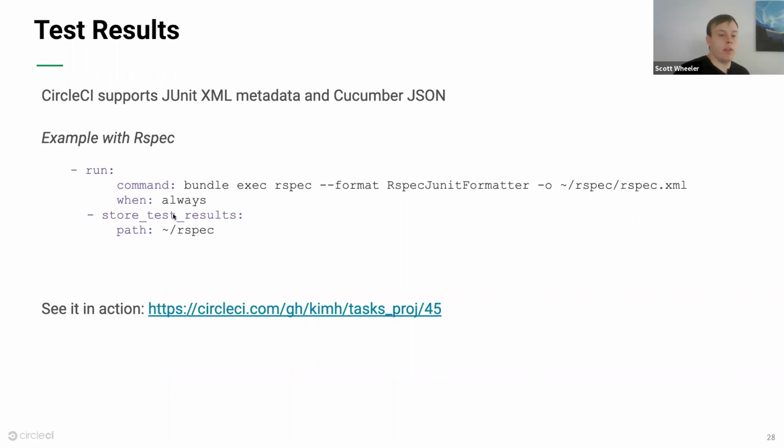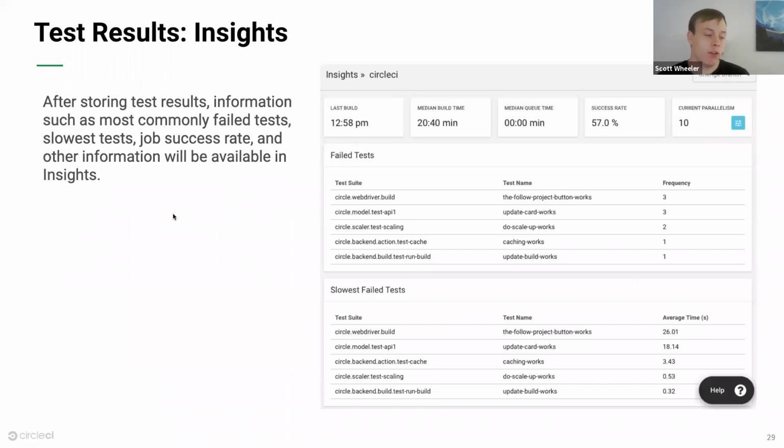So test results in Insights can only be displayed with valid JUnit XML metadata and Cucumber JSON. If the output of the testing framework is not either of those, then it likely will not work with Insights. If you open a support ticket, support@circleci.com, we'd be happy to help you look into that.